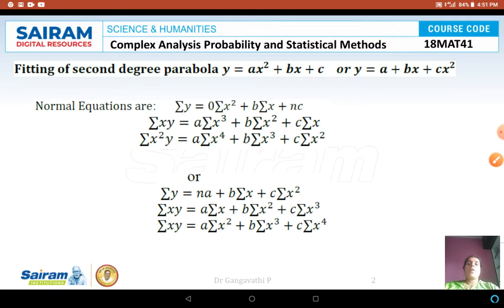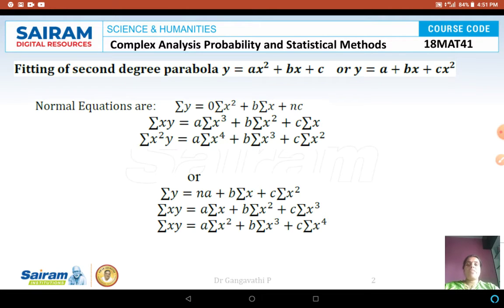Now you can multiply the equation with x and then take the summation. When you multiply this equation with x, you get xy equals a x cube plus b x square plus cx. Then take the summation, that is summation xy is equal to a summation x cube plus b summation x square plus c summation x. Constant terms we are writing outside and only the variable values we are writing inside the summation.